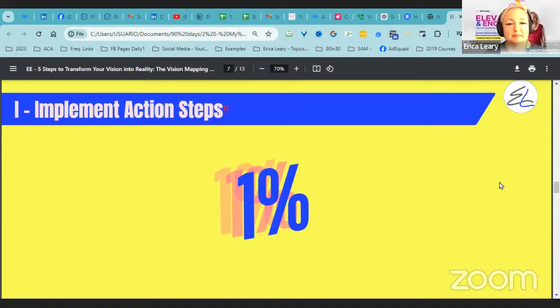All right, I implement action steps, 1%. You hear me say it all the time, right? I just said it actually, didn't I? So 1%, that's all you really need. Don't get into overwhelm by thinking you can do it all. Most of the time you can't, and it just either freezes you in your tracks or gets you into overwhelm.